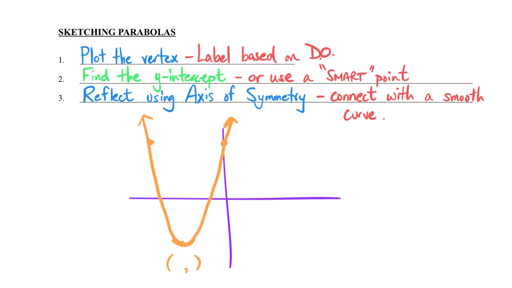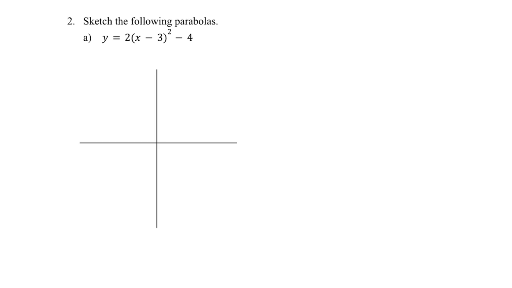Okay, let's jump in and actually do some sketching. For problem 2, here's our instruction for the day: sketch. And you can see the equation. It's the exact same equation that I gave you when we described the transformations. What I want to do is follow that 3-step algorithm to go through and produce our sketch. So let's take a look.